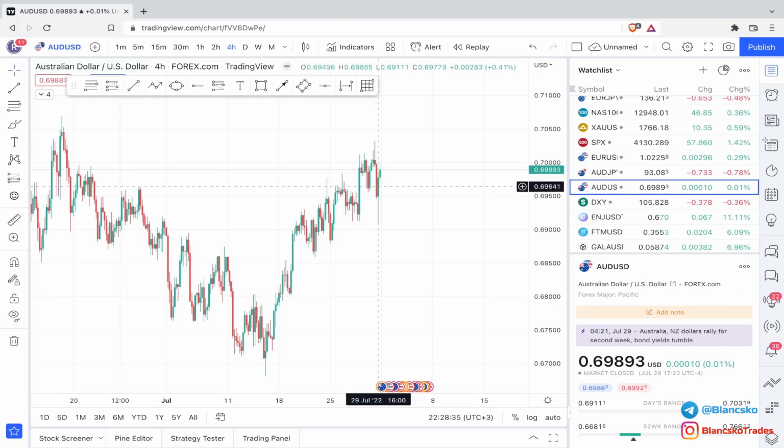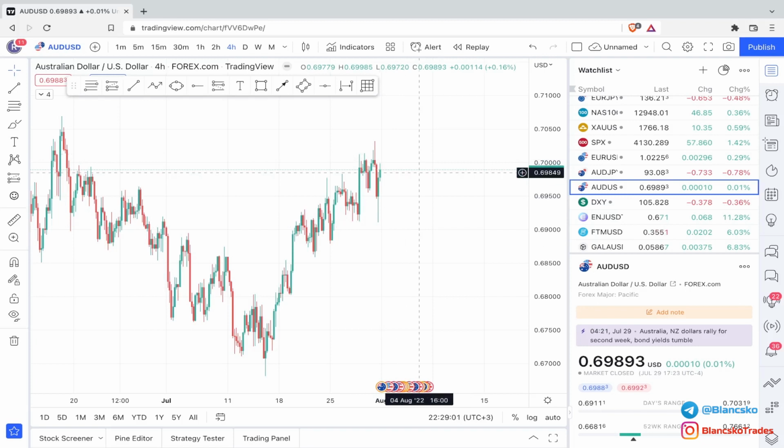So for example, let's say on the H4 we look for trend direction and we look for market structure to determine our range. Okay, so we look for these two things. We look for trend direction, if we are in an up or downtrend, and market structure to see our range.